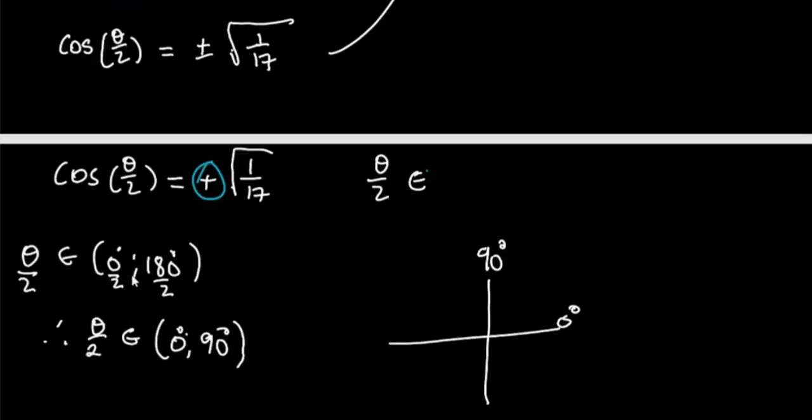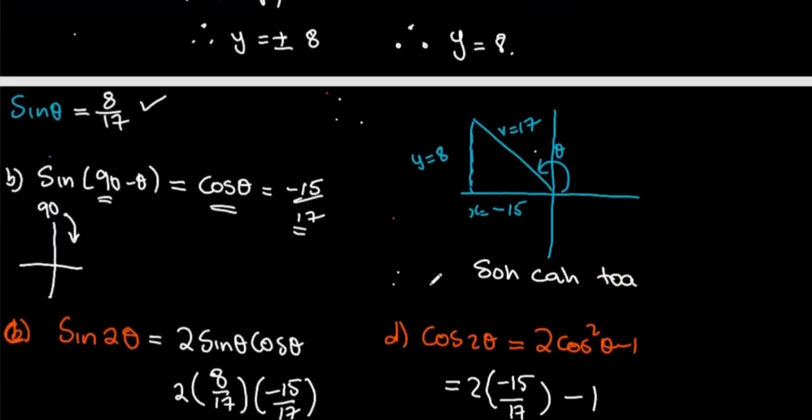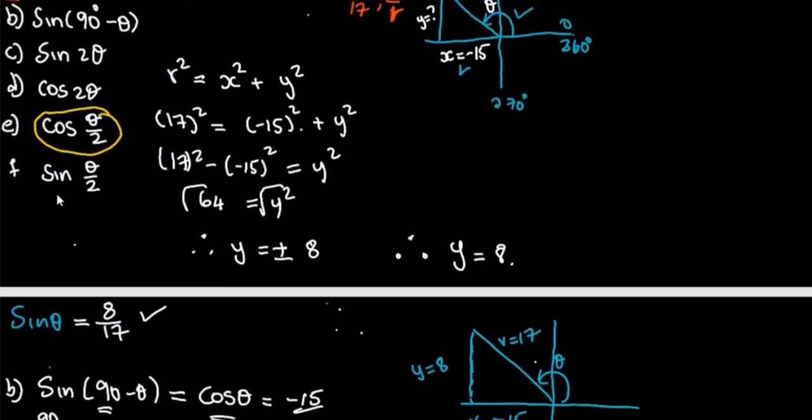We just have to take the given boundary and divide everything by 2 so that we can get theta over 2. So theta over 2 must be an element of 0 and 90. This tells you that we're going to work with quadrant 1. Cos is positive in quadrant 1, so that's how you find the answer. Now I need you to pause the video and try to answer the last question.